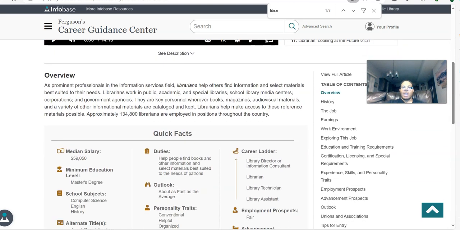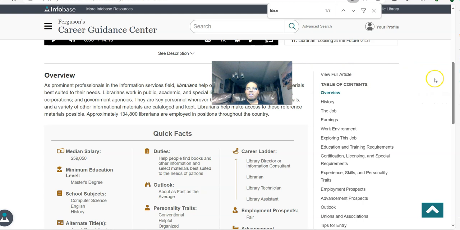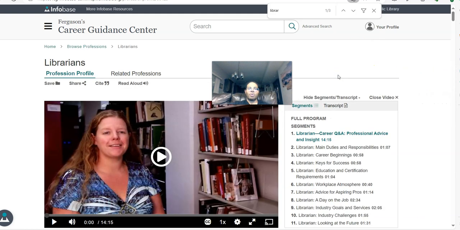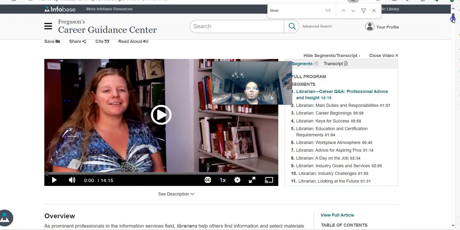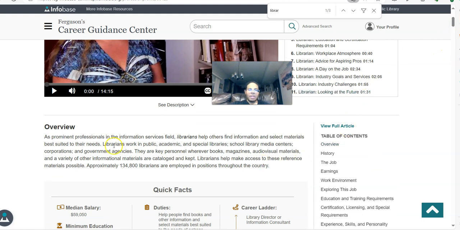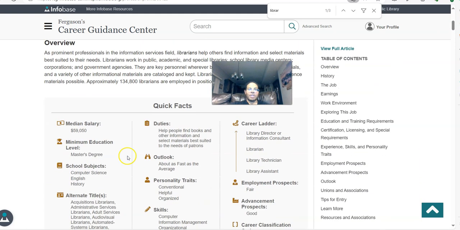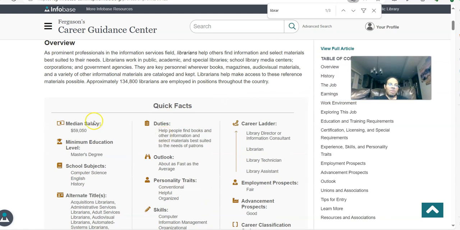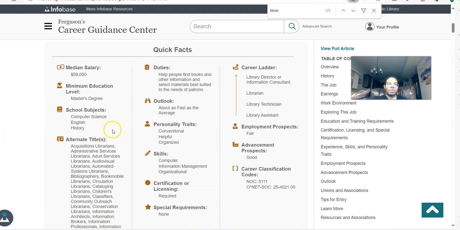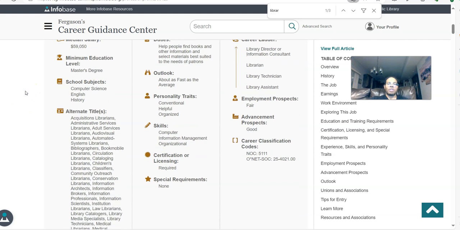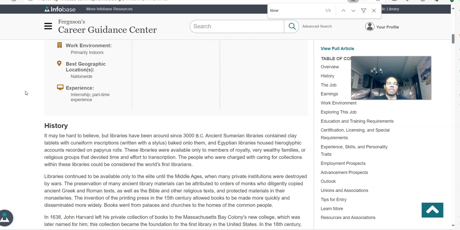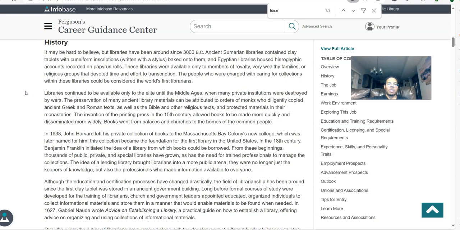And so then you have that nifty little table of contents over here again, but I'm actually going to do the full article. And so when you do the full article, your contents are here. You get that overview and you get the quick facts. Salary, of course, is always a big one. Duties, alternate titles, skills that you're going to need, licensing that's required, which usually is the master's degree minimum level. For most states, you do need the master's in library science to be a credentialed librarian. There are a few places where that's not the case, but mostly that is the case.